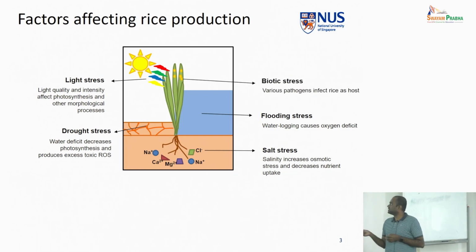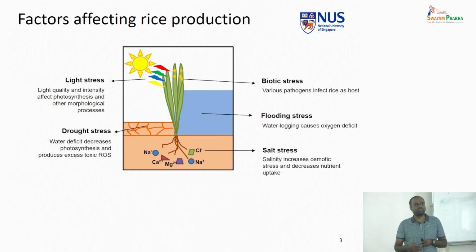So the last one is the biotic stress. When rice plants grow, they also co-host several microbes. One of the common microbes which affects rice plants is Xanthomonas oryzae, which causes rice leaf blight disease. It just manifests into the rice, and then it tries to take away all the different photosynthetic parts of the rice.